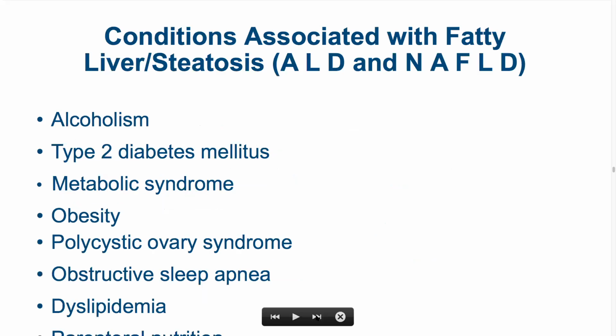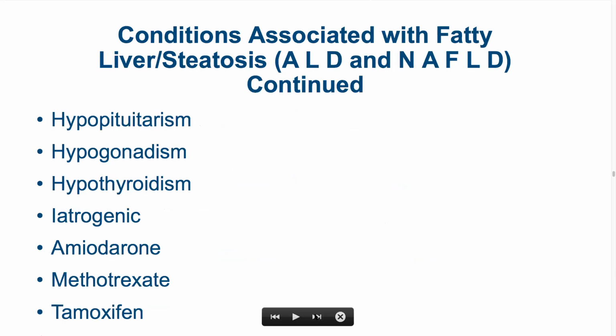Conditions associated with the fatty liver can be alcoholism, type 2 diabetes, metabolic syndrome, PCOS, obesity, sleep apnea, dyslipidemia, parenteral nutrition. These are some continued conditions.